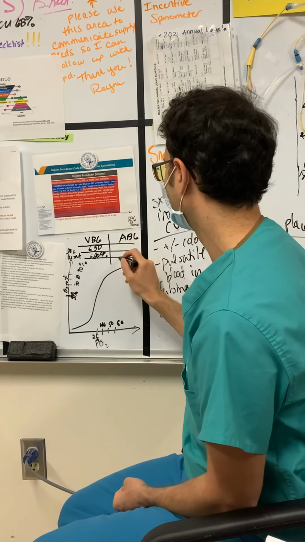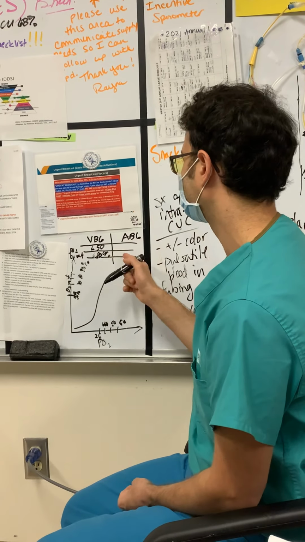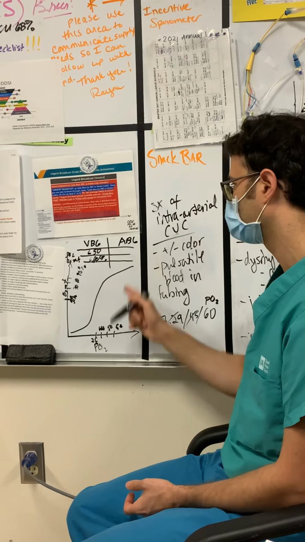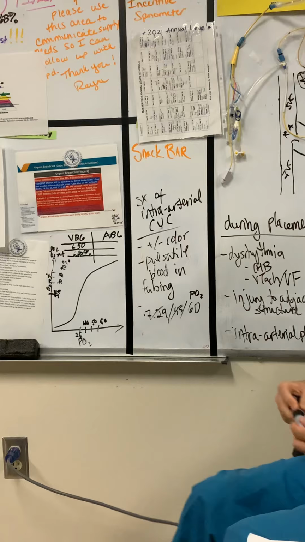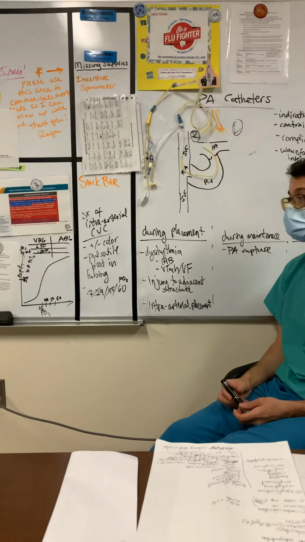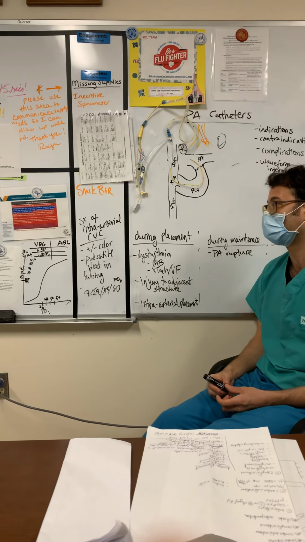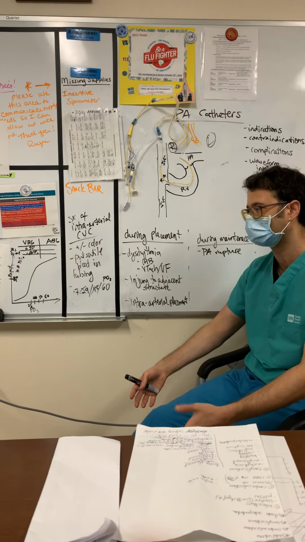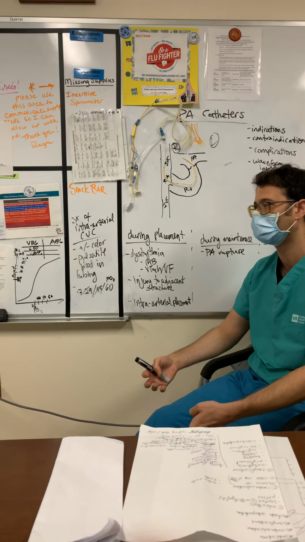But when you get to SATs that are above this and PO2s that are above this, you're pretty much in the arterial range, unless the patient has something really, really screwed up, like cyanide poisoning, such that all their tissues are poisoned, they can't use oxygen, and all the oxygen is coming back to the venous side.